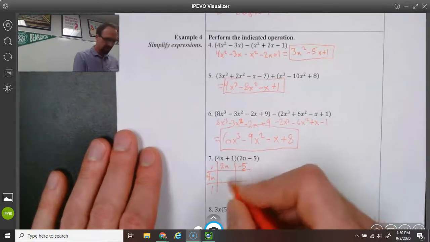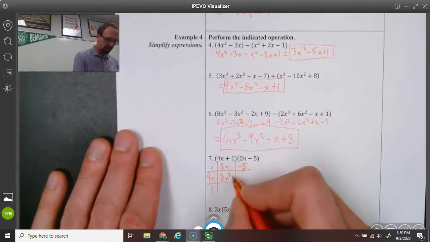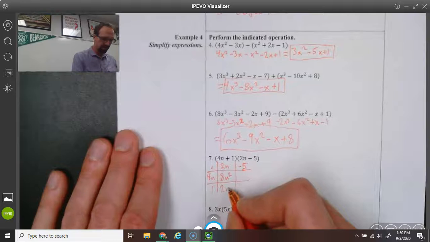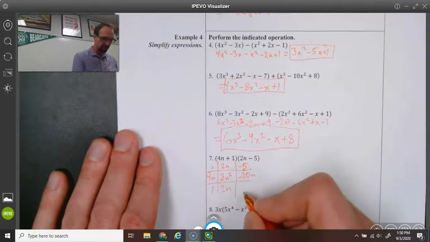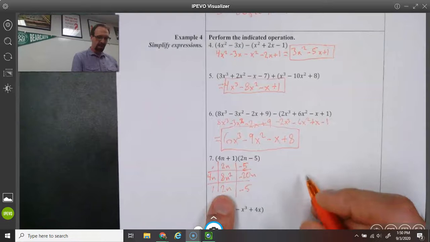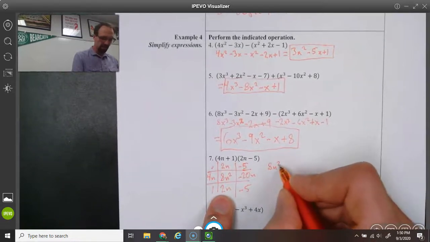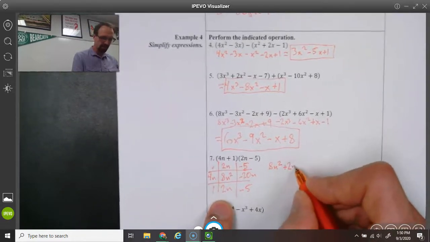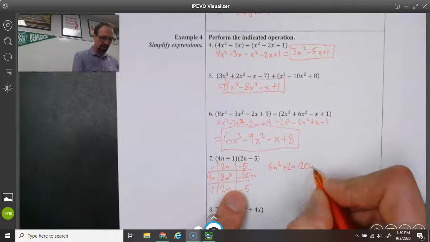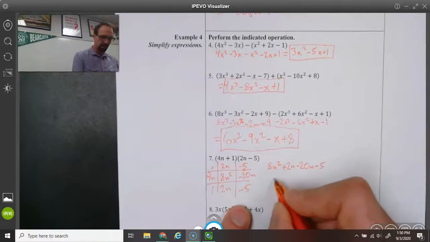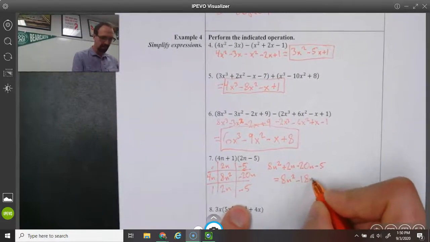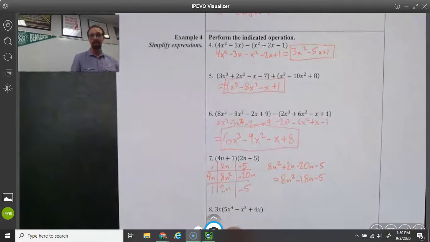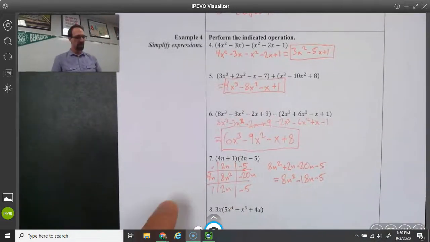So 4n times 2n is 8n squared. 1 times 2n is 2n. 4n times negative 5 is negative 20n. And then 1 times negative 5 is negative 5. And then I just write out my terms. So I have 8n squared plus 2n minus 20n minus 5. Combine like terms, and you get 8n squared minus 18n minus 5. That's an example of using the table method.